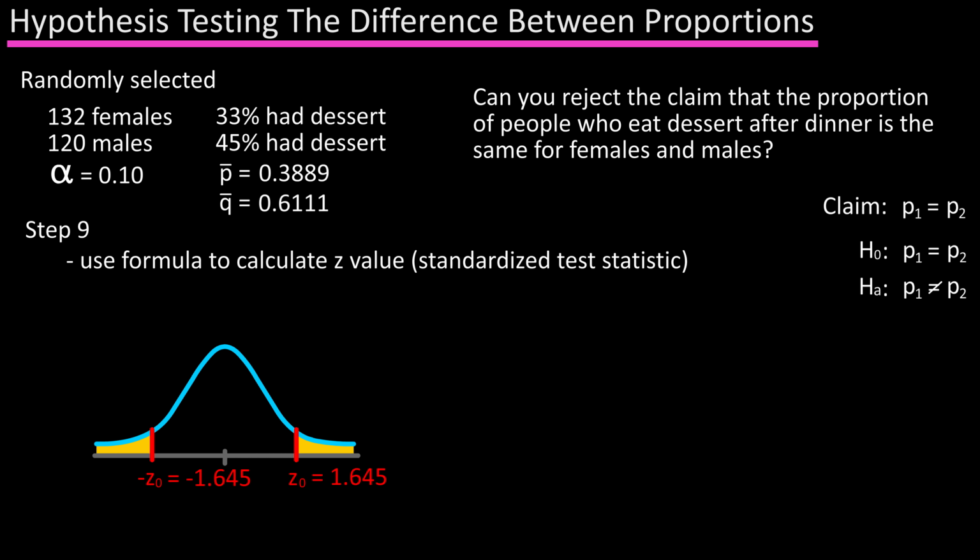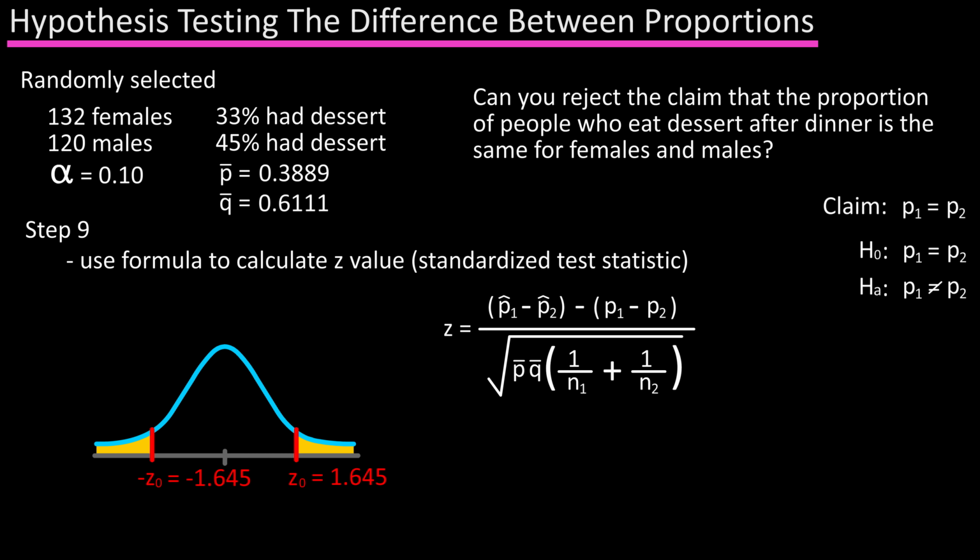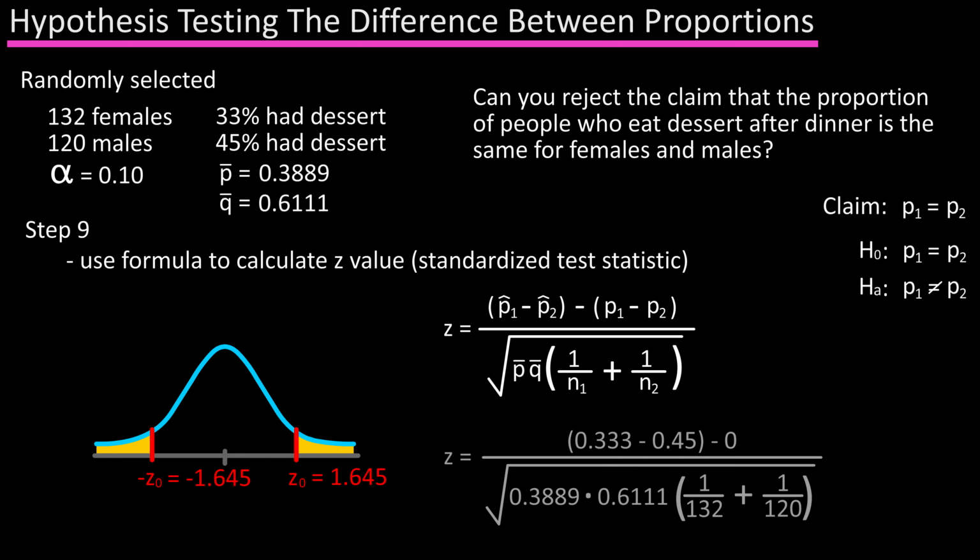Step 9 is to use the formula and calculate the z-value, or the value of the standardized test statistic. And in our example, we have 0.333 minus 0.45 minus 0, as we assume P1 minus P2 equals 0, divided by the square root of 0.3889 times 0.6111 times 1 over 132 plus 1 over 120. And this calculates out to negative 1.8974.